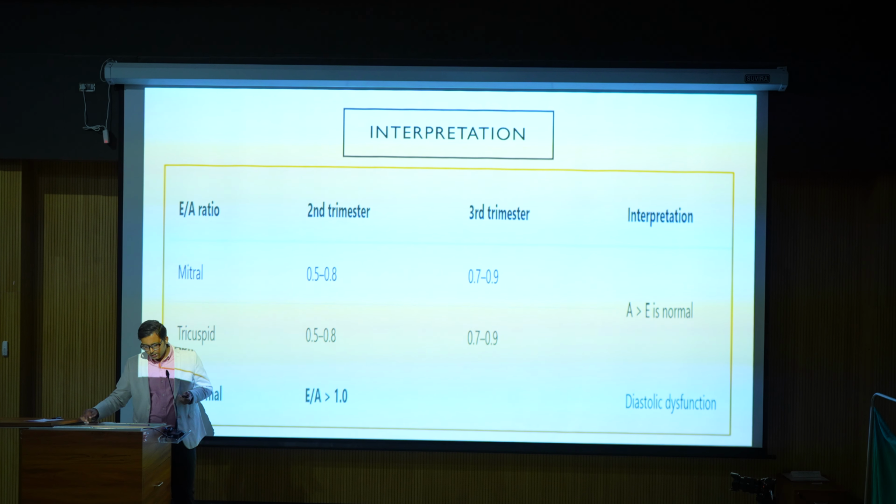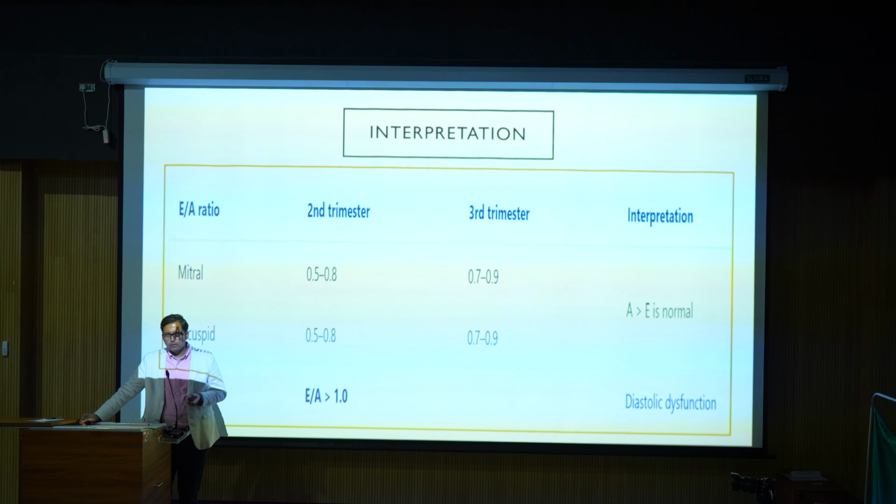So how do we interpret this for the mitral valve? These are the second trimester values: anything between 0.5 to 0.8 for mitral and tricuspid would be normal. As the gestation advances, the values tend to be slightly higher in the third trimester. But throughout gestation, the EA ratio should not go beyond 1. If it is more than 1, then there is definitely a diastolic dysfunction.